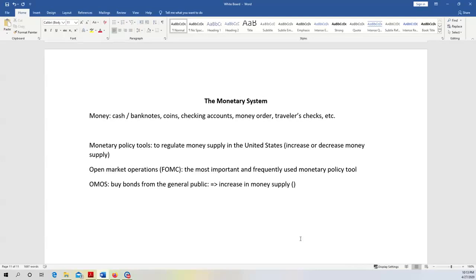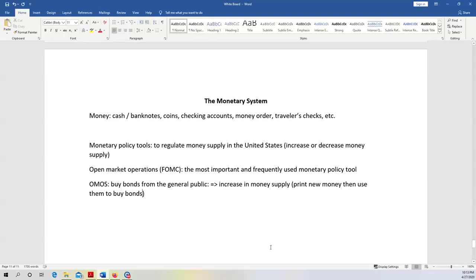So in a not very accurate way to describe this situation, let's print new money, then use it to buy bonds. That's why whenever the Federal Reserve, the central bank, decides to buy bonds from the general public, this is going to lead to an increase in money supply. This is one example of open market operations.